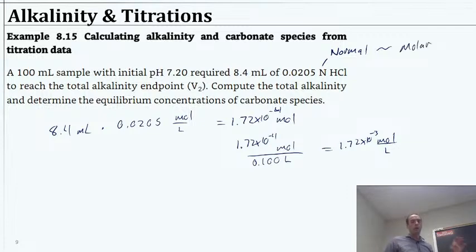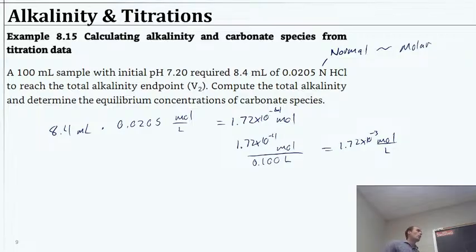Okay, so anyway, we get 1.72 times 10 to the minus 4th moles of acid that we added, but we added it to 100 milliliters or 0.1 liters. So I went ahead and took that moles, divided it by the 0.1 liters. So effectively per liter, we're adding 1.72 times 10 to the minus 3rd moles.